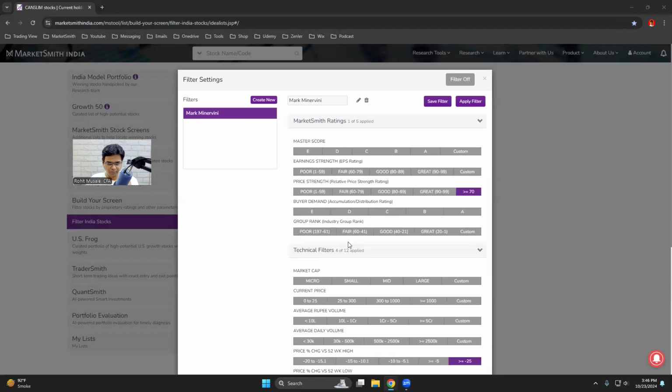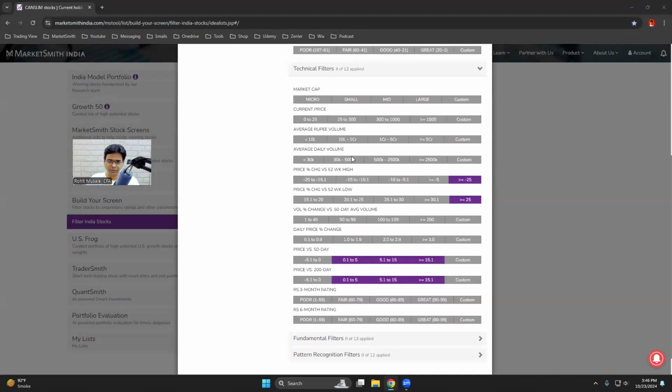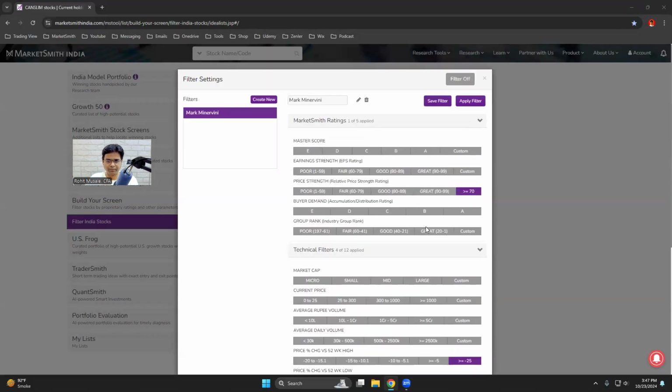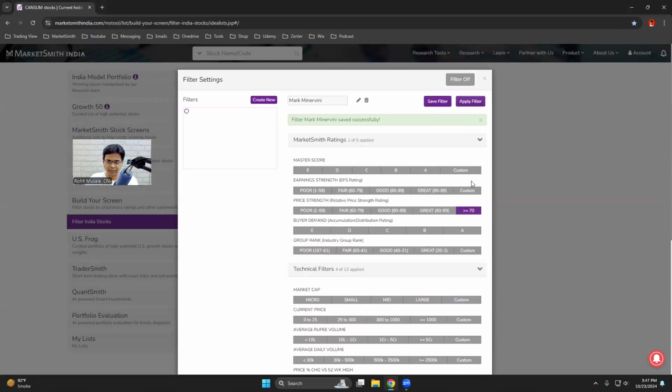We will dedicate this filter to Mark Minervini because he was the one who described this filter in detail in his first book. He also talks about this filter in the second book. I think in the second book, he made this 30%. In the first book, this was 25%. But anyway, let's go with 25%. So I save this and I apply this filter.